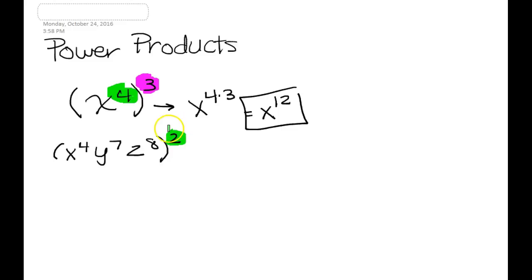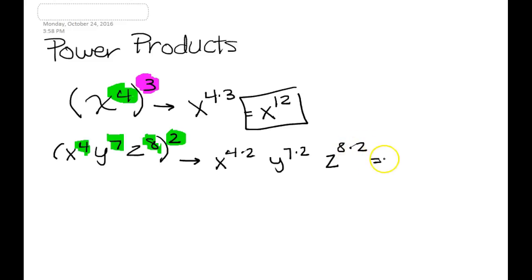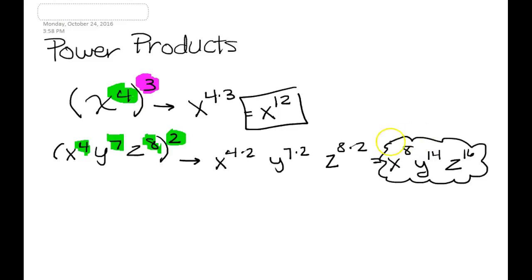this little exponent out here gets shared with everything inside. And the way that we share it is through multiplication. So then we get x to the 4 times 2, y to the 7 times 2, z to the 8 times 2, and then we would get x to the 8th, y to the 14th, and z to the 16th. And we do that because it's really taking whatever this is and multiplying it out.